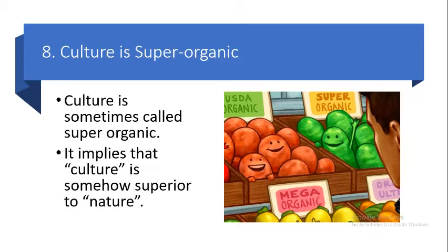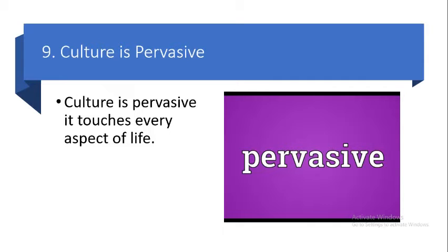For example, a tree means different things to the botanist who studies it, the old woman who uses it for shade on a late summer afternoon, the farmer who picks its fruits, the motorist who collides with it, and the young lovers who carve their initials in its trunk. So culture is pervasive. It touches every aspect of life.